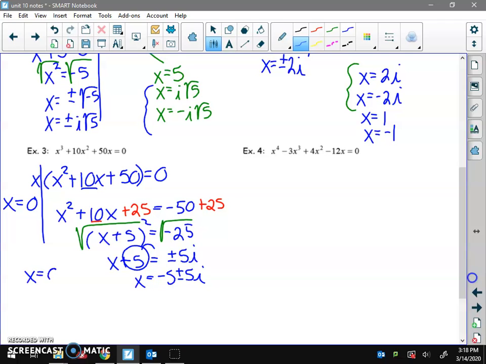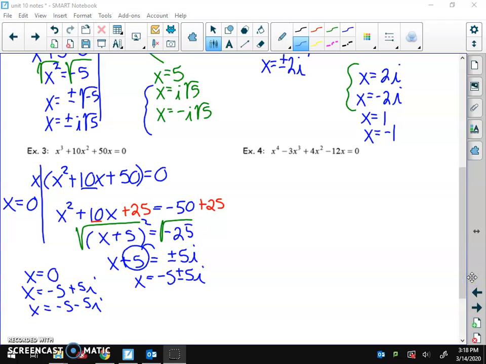So we got 3 roots to this question. We got x equals 0, x equals negative 5 plus 5i, and x equals negative 5 minus 5i. So 3 solutions, which we knew we should get because it was x to the third, and the multiplicities are all 1.